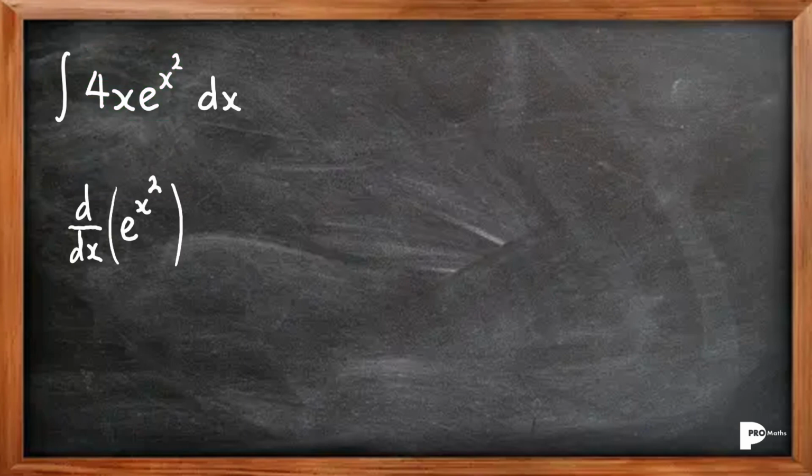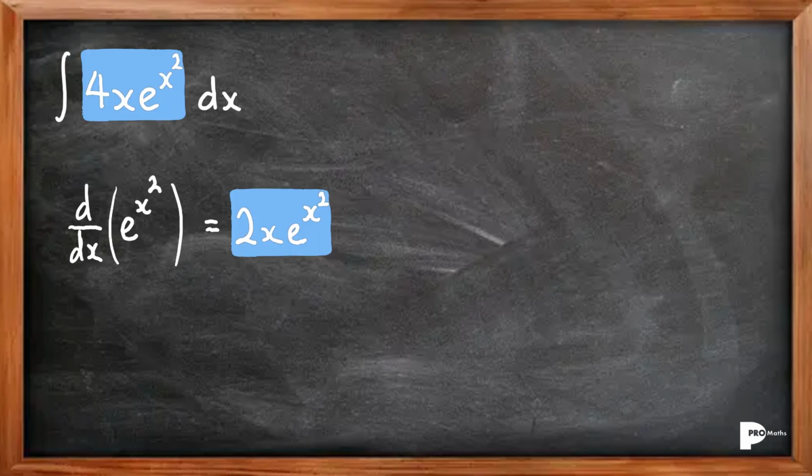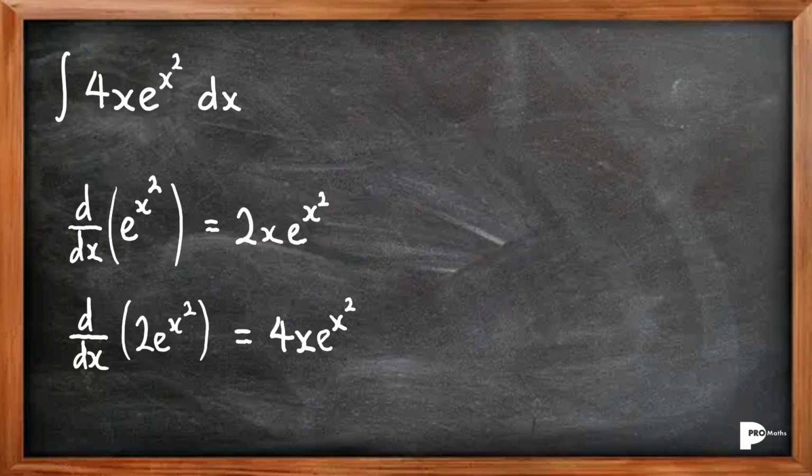You would differentiate e to the x squared, giving you 2x e to the x squared. Look how close this is to your integral. You just need to multiply both these expressions by 2. The integral of 4x e to the x squared with respect to x is 2e to the x squared plus c. Just like that. Let's look at another one.